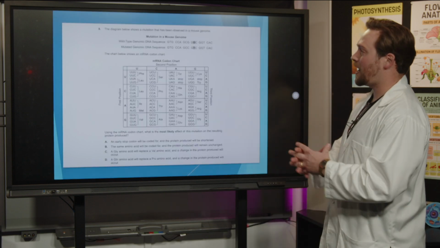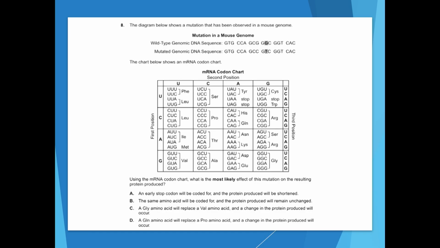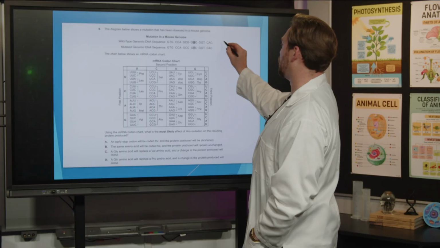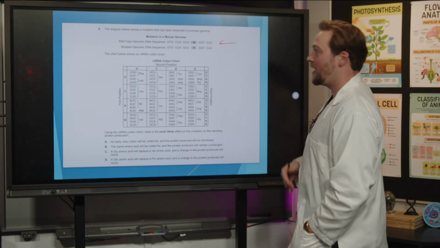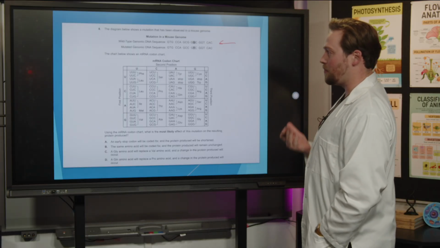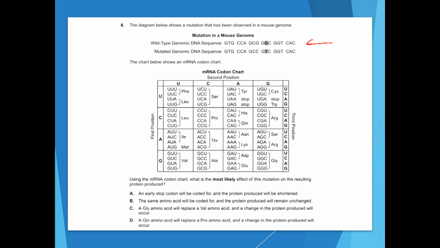Okay, this says, the diagram shows mutations that have been observed in a mouse genome. We have the wild type genomic DNA sequence. This just means it's the normal one, so this is what it should be like. And then we have the mutated genomic DNA sequence. So there's been a mutation here, okay? It's asking us, using the mRNA codon chart, what is the most likely effect of this mutation on the resulting protein produced?